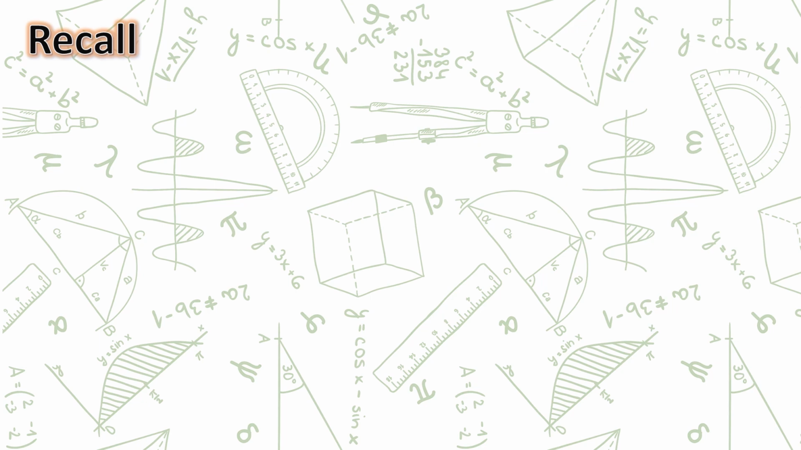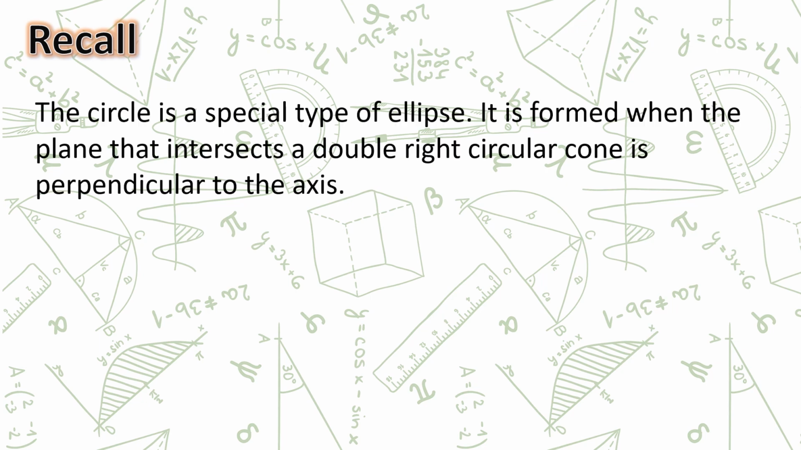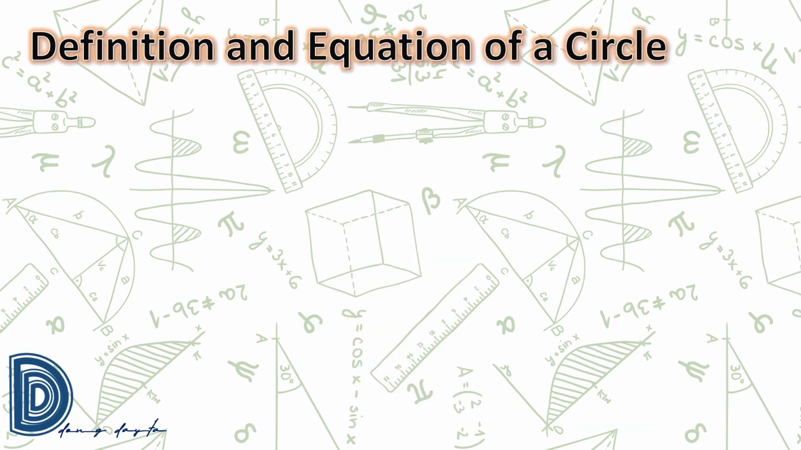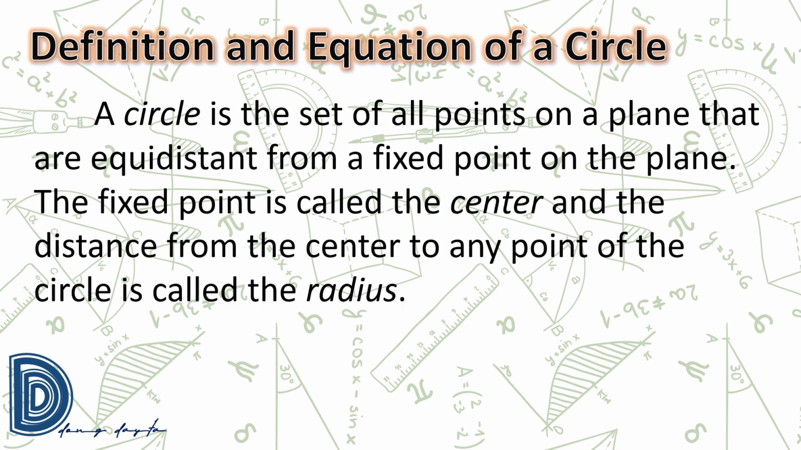From the previous discussion, we learned that the circle is a special type of ellipse. It is formed when the plane that intersects a double right circular cone is perpendicular to the axis. This time, let us have an explicit definition of a circle. A circle is the set of all points on a plane that are equidistant from a fixed point on the plane. The fixed point is called the center, and the distance from the center to any point of the circle is called the radius.